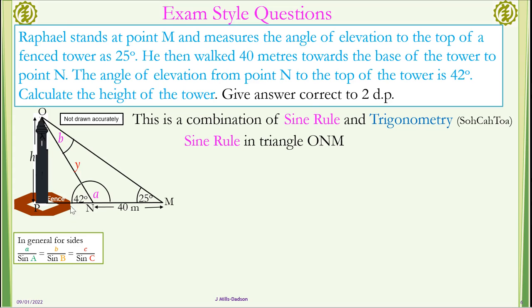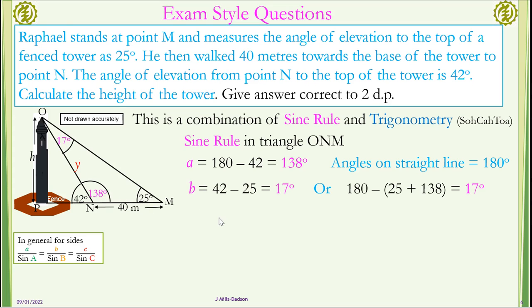42 and A are on a straight line. They add up to 180. So A will be 138. 138 and 25 together from 180 should give us B, or 25 from 42 should give us B. B is also 17 degrees. Now we have a side and an angle, a side and an angle, so we can use the sine rule.